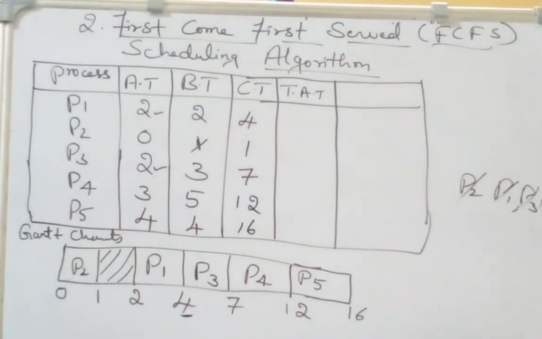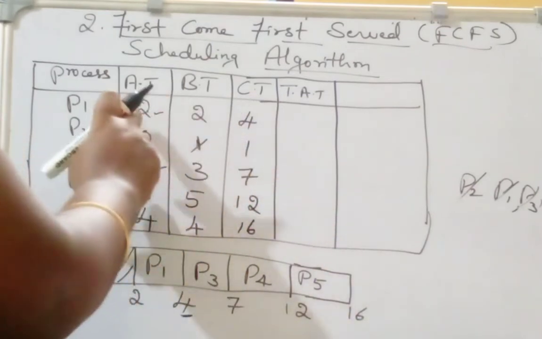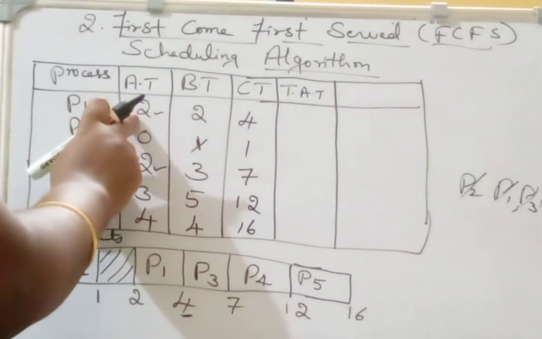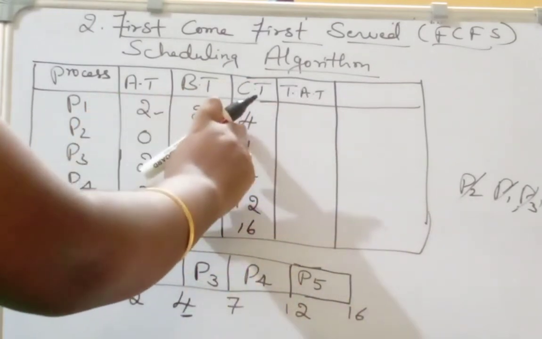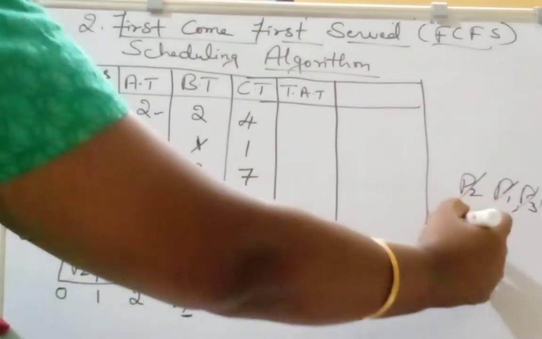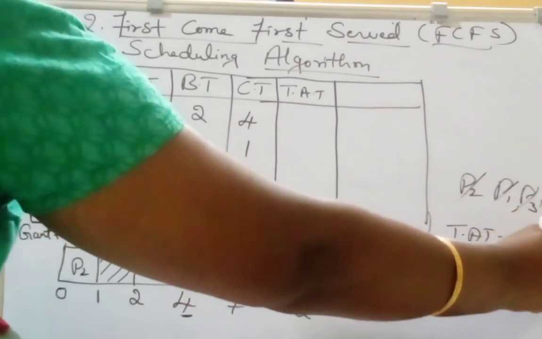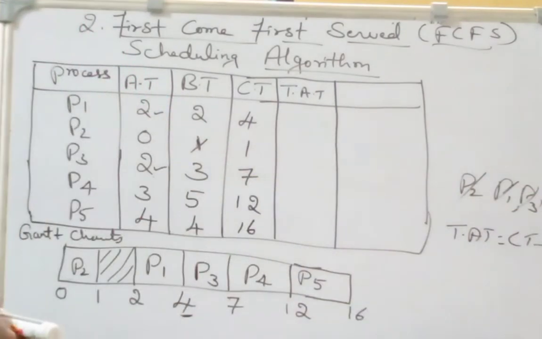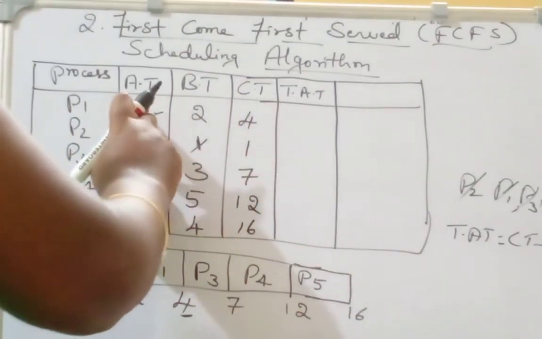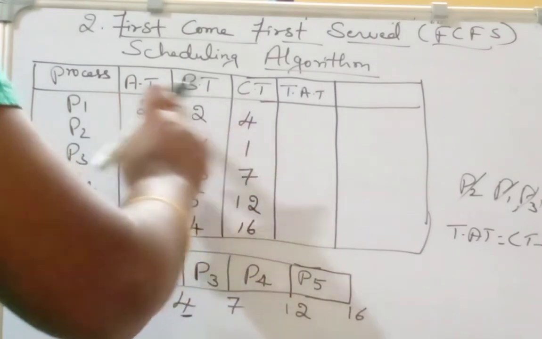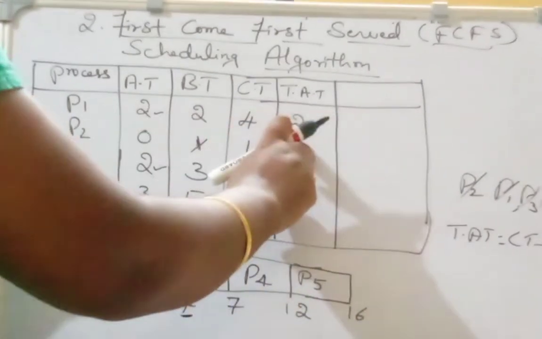Turnaround time for process P1: completion time is 4, but it arrived into the queue after 2 milliseconds. So the turnaround time for P1 is 4 minus 2. Turnaround time is equal to completion time minus arrival time. Here arrival time is given. So the turnaround time is 4 minus 2, the arrival time for process P1, that is 2. Then for process P2, what is the turnaround time?